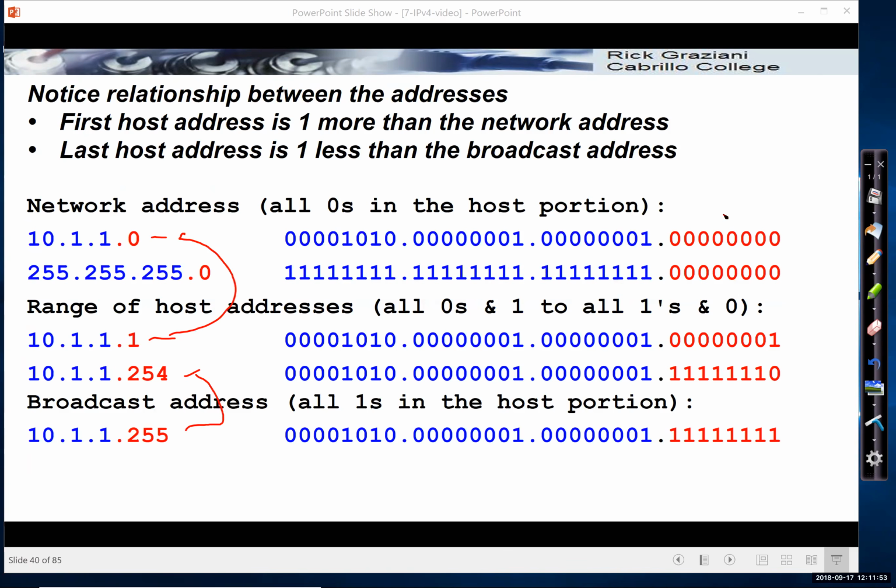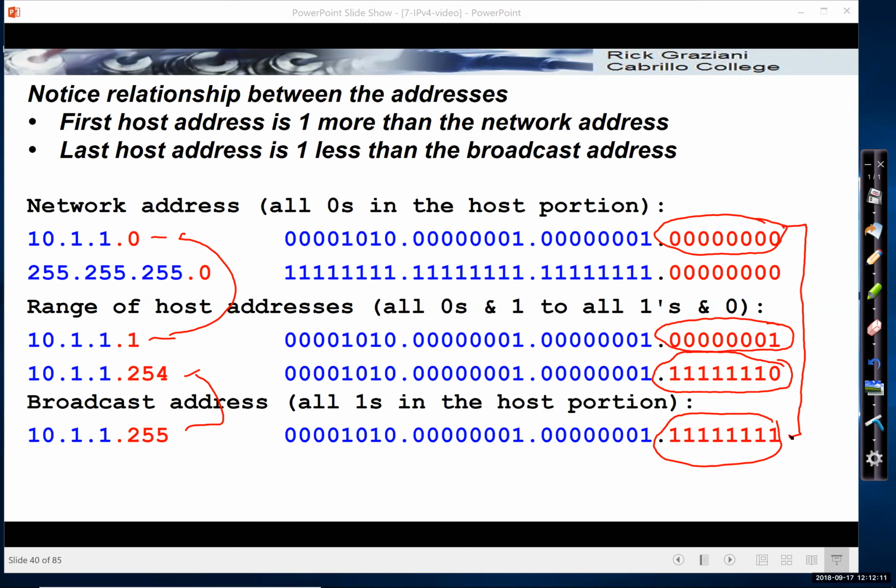That's because our network address is all zeros. Our first host is the very next address, all zeros and a one. It goes all the way through all ones and a zero, because all ones is our broadcast address. So this covers the whole range of addresses, from all zeros to all ones and everything in between.